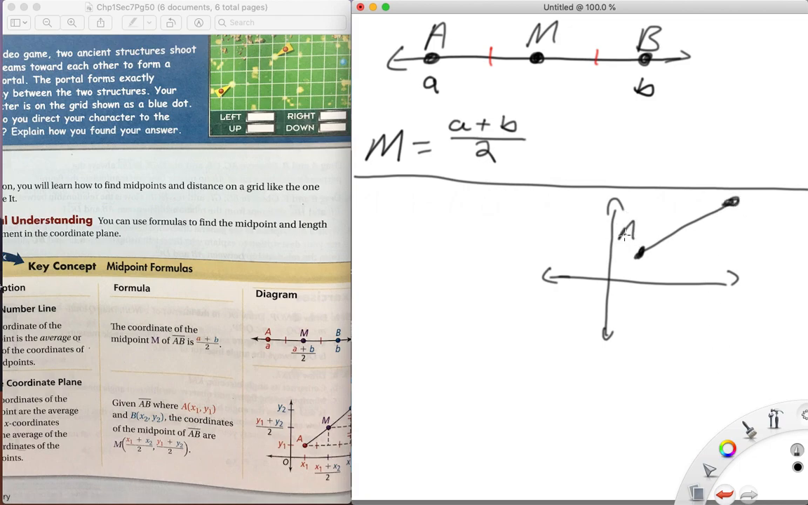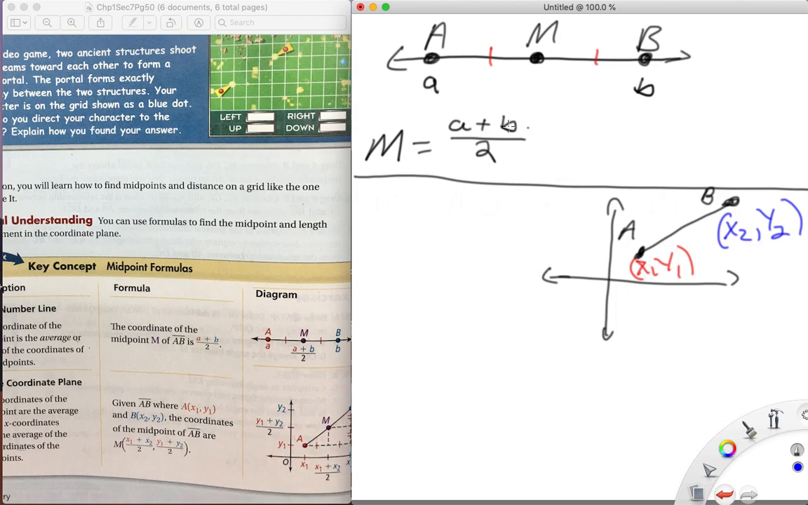We still have an A, we still have a B, but now this A and this B have 2 coordinates, x1, y1, and x2, y2. x1 and y1 just means the first coordinate of x and the first coordinate of y. x2, y2 means the second coordinate of x and the second coordinate of y. They're interchangeable. The A could have been x2, y2, or the B could have been x1, y1. It just happens to be the one that I chose.